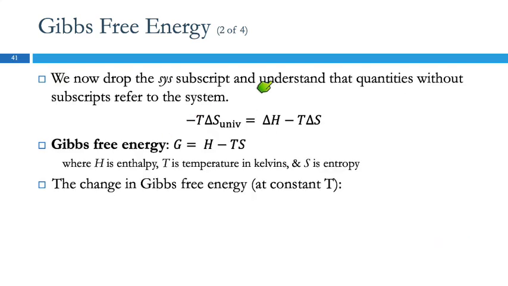So this is the equation we just derived. We're going to drop the subscript and just understand that any quantities that don't have subscripts are referring to the system, not to the universe or the surroundings. So negative T delta S for the universe is equal to delta H minus T delta S.